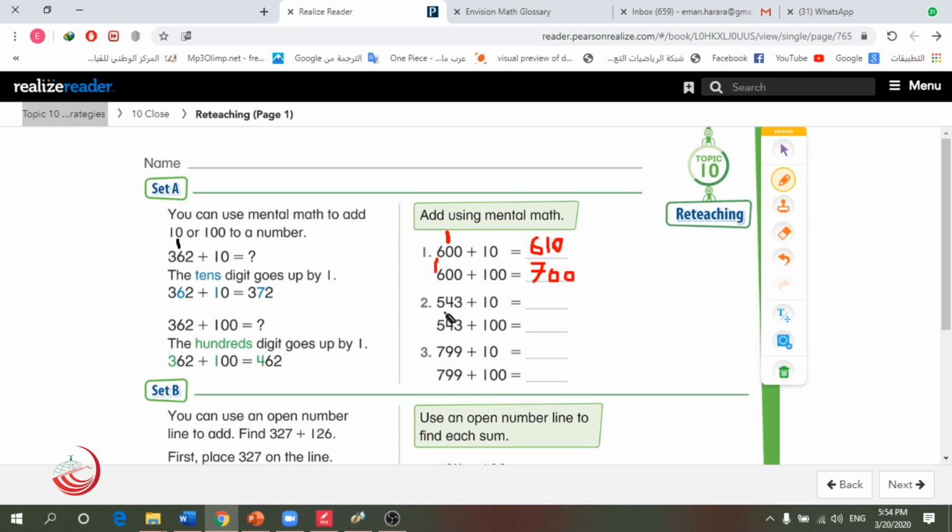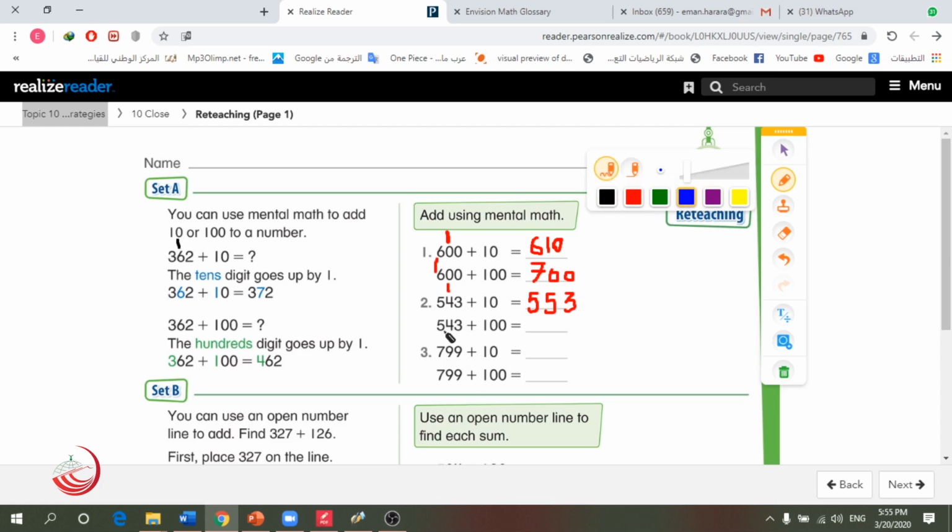Now let's go and see 543 plus 10. Which number should I add to the tens? Where is the tens here? The 4. Excellent. So I will add here 1. I will write the hundreds as it is, which is 500. 1 plus 4, it will be 5. Teacher, what about the ones? It will stay the same. So here it will stay 3. So 553.